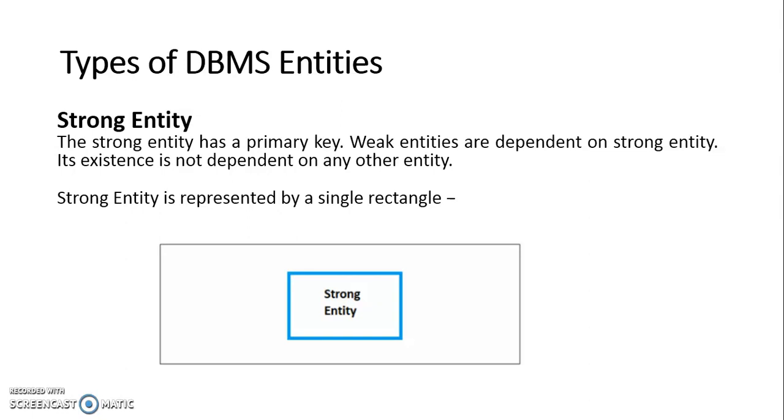Next, there are different types of entities. The first one is a strong entity, which we can refer to as having a primary key. So here there are two types of entities, strong and weak. Weak entities are those which are dependent on your strong entity. A strong entity is generally represented by a complete rectangle.